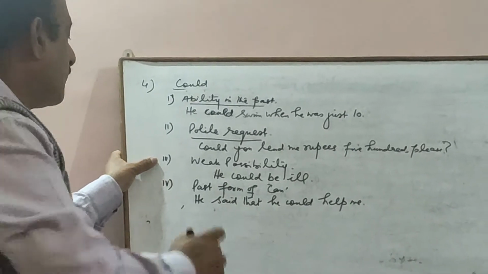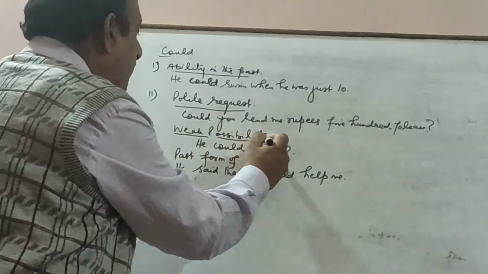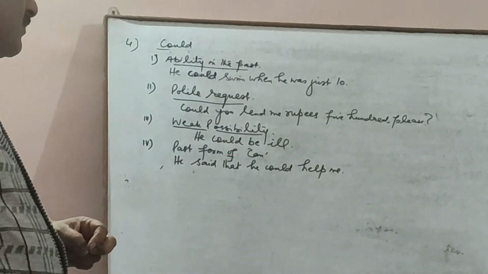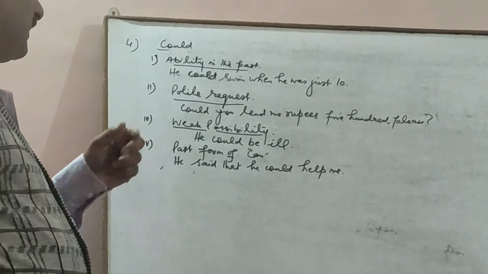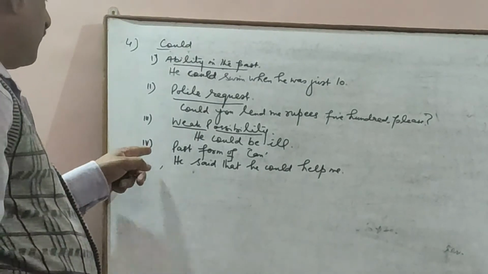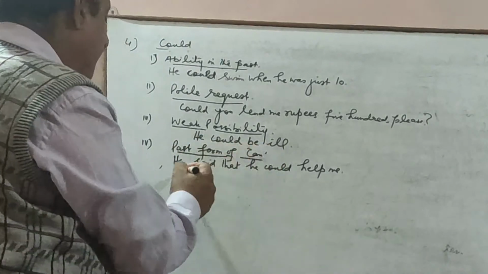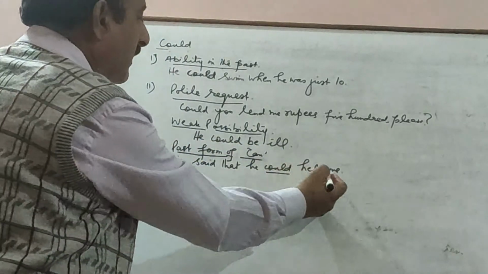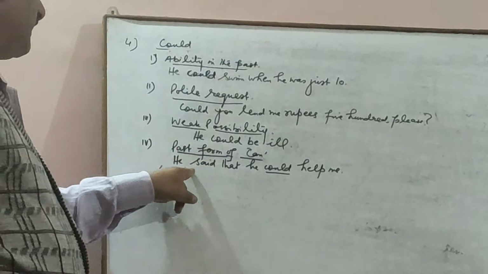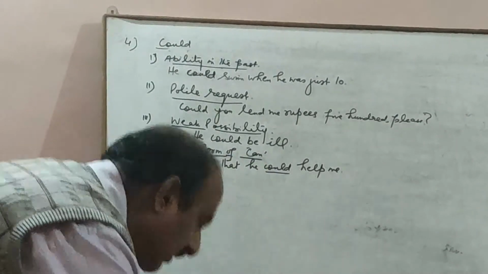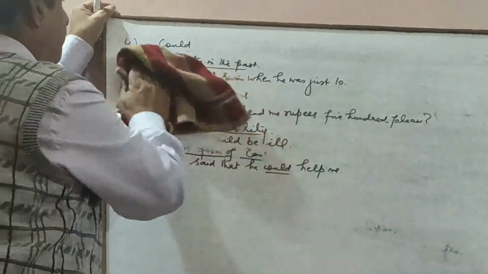Then the third use is, it shows a weak possibility. In fact, weakest possibility. He could be ill. We say he has not come to school, and we conclude he could be ill. Then past form of can. Could is the past form of can. He said that he could help me, because it is in the past and we cannot use can here. So this was the use of could.